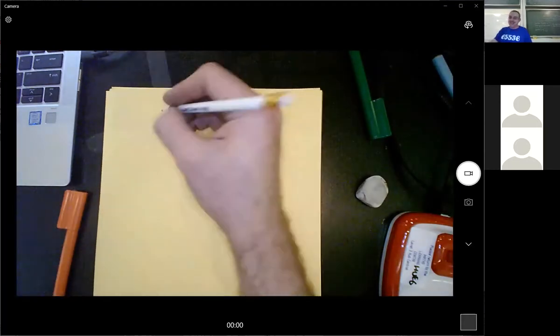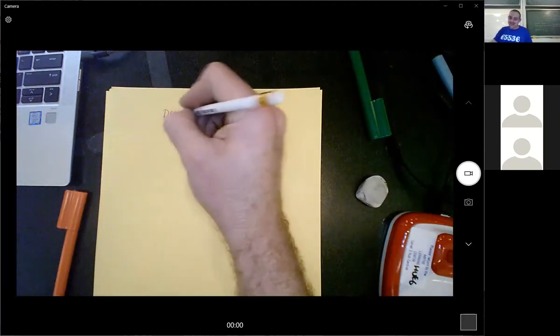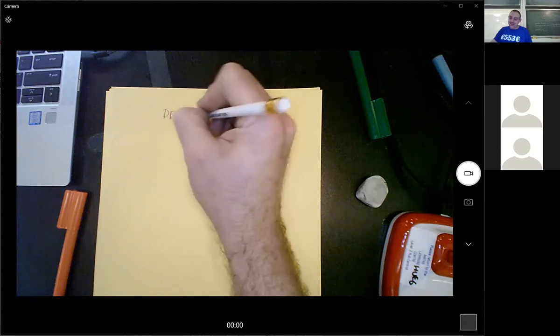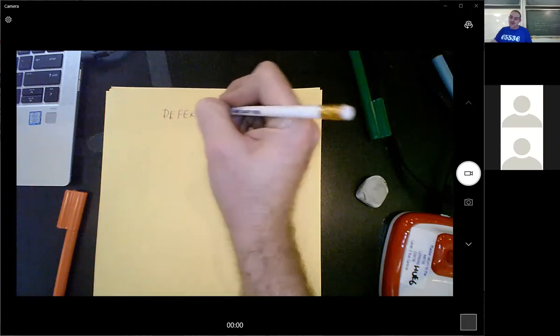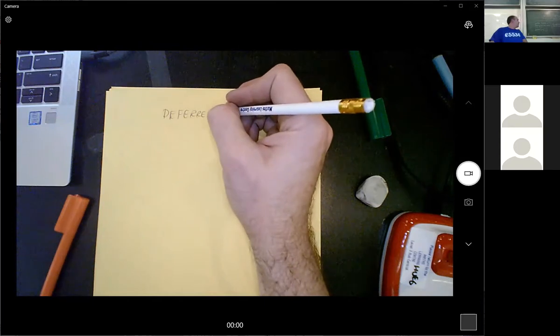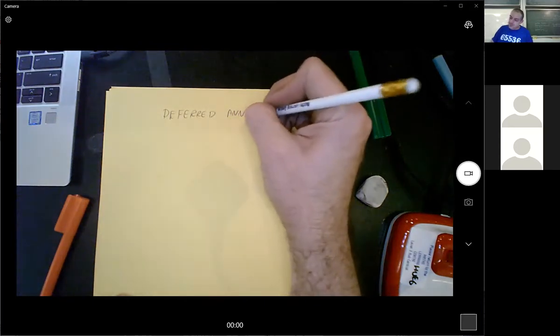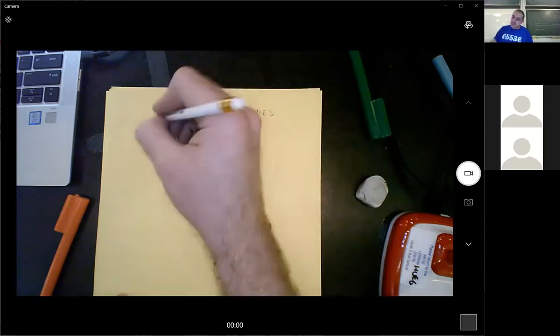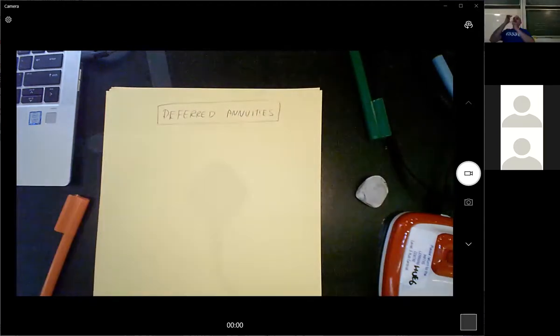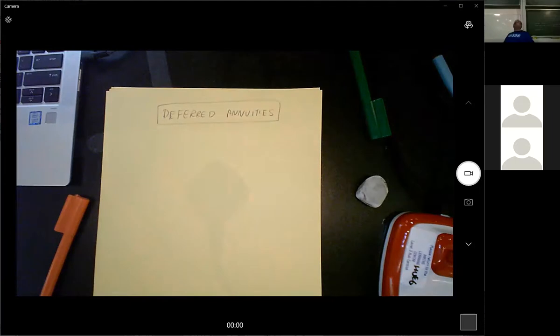Now we are up to these deferred annuities. Is it 2 R's or 2 F's? 2 R's. Okay, so what does deferred annuity mean? Does it mean that the payments don't start for a while?